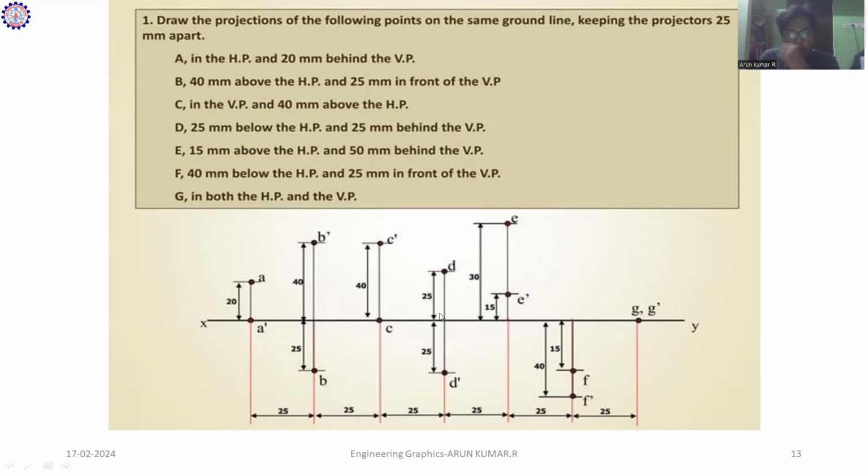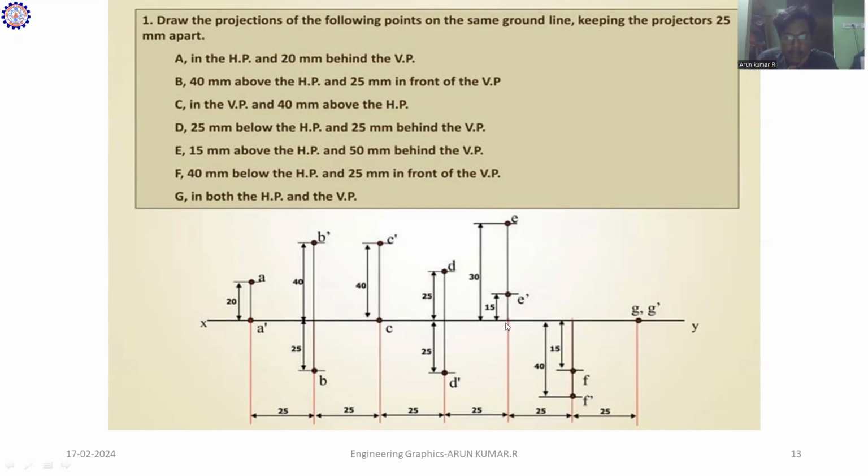So we move to the next point, the E point. The question says the E point is 15 mm above HP and 50 mm behind the VP. Above and behind, these words we use for the third quadrant. 15 mm above HP means we mark it as E dash. Previously we drew the D point. From the D point, you maintain the distance of 25 mm, then mark 15 mm above. So I draw 1.5 centimeters, that is 15 mm, and mark it as E dash.